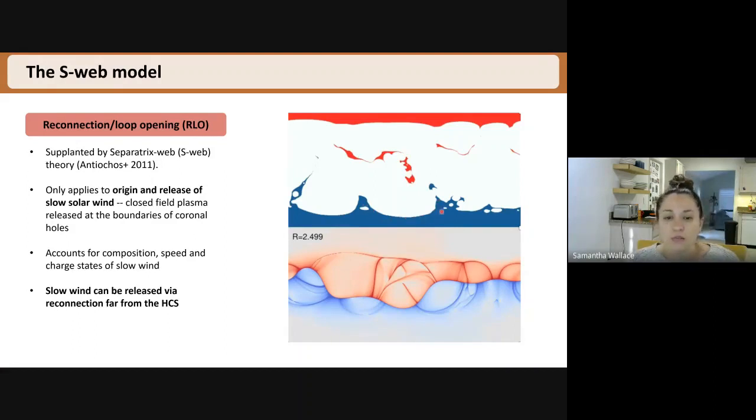So these coronal hole boundaries converge higher up in the corona, and they map to what are called S-web arcs. You can think of it this way: essentially, the heliospheric current sheet here is one giant S-web arc that's formed by helmet streamers, and the smaller arcs up to 30 degrees away are typically formed by pseudostreamers. And a key point of this theory is that it allows slow wind to be released far from the heliospheric current sheet, and we actually directly test this in my research.